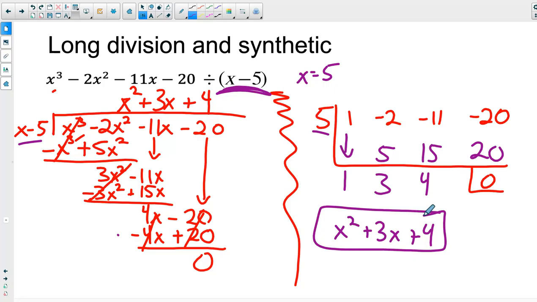Now, if I change the premise of the problem, and I ask you, let's say this function is f of x. If I ask you what is f of 5, what's f of 5? 0. So if I'm asking you to do synthetic substitution, you have to do synthetic division, and you have to just give me what the remainder is. I don't want anything else.